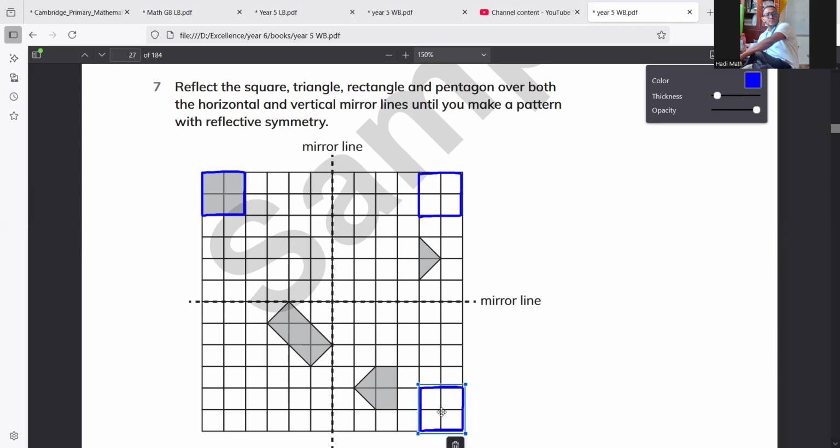Because shapes like a square and rectangle, when you reflect them, they will keep their shape. Why? Because the design of the shape will actually be the same, because in a square all the sides are equal. So you will not feel the idea of reflection getting different. But let's see when we have this triangle here.